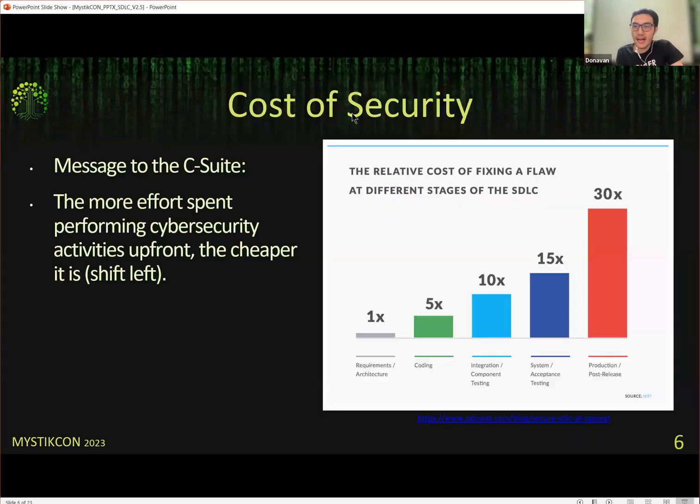Why do we need to start security activity so early, right? Instead of just saying, oh, let's build the thing first and let's just call a bunch of pen testers to do a VAPT on the system. Well, the cost of security is important, and this is an important message to send to the businesses, right? To those who are in control of the purse strings of companies. The later you perform certain security activities, the more expensive it is.